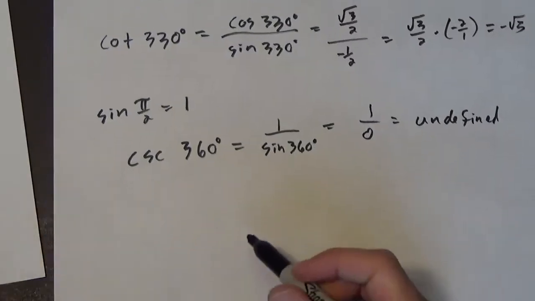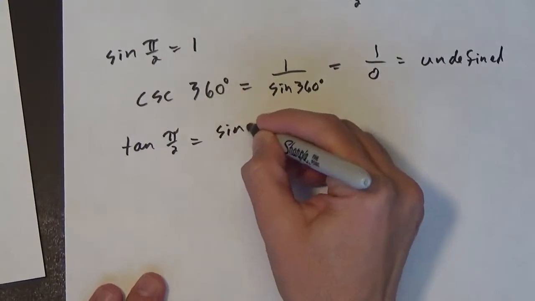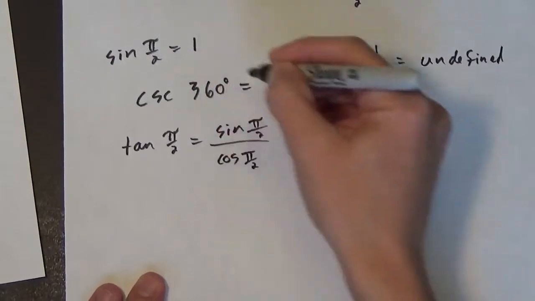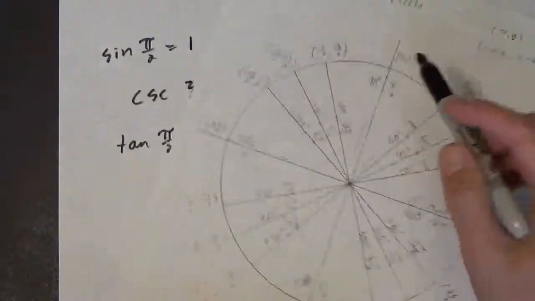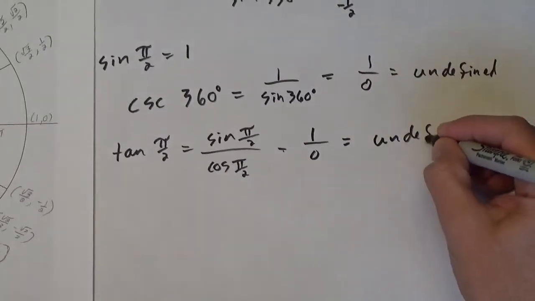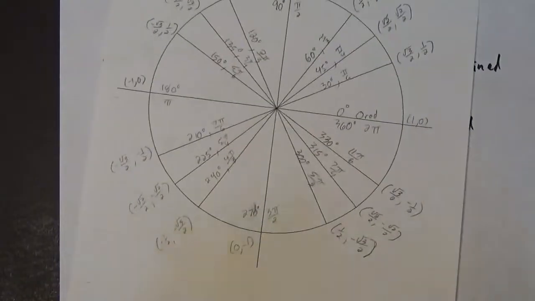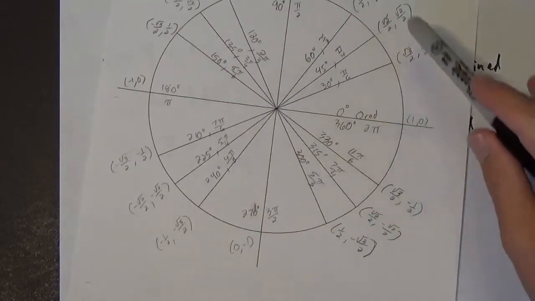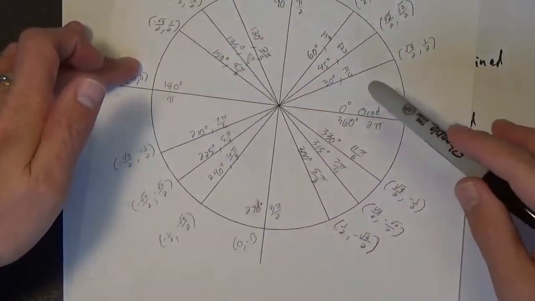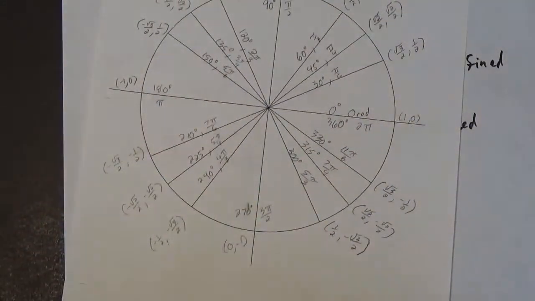Let's try another one. Let's try tangent. The tangent of pi over 2, well, that's the sine of pi over 2 over the cosine of pi over 2. Well, we got the sine, that was 1. The cosine of pi over 2 is 0, and it's another undefined. Okay. All right, so there are situations where you do get undefined, and that happens at these 0, 90, 180, 270 points. So just kind of keep that in mind, it will happen.